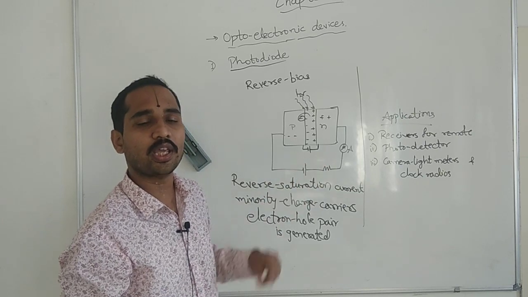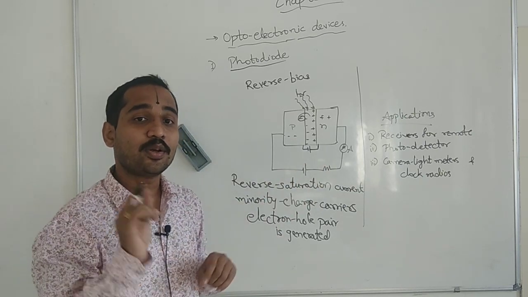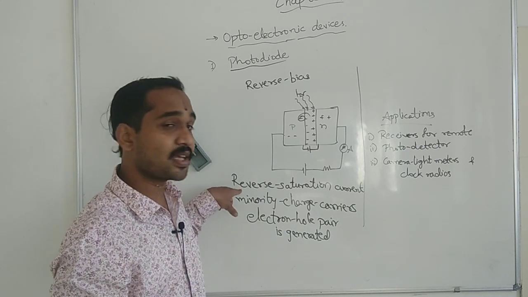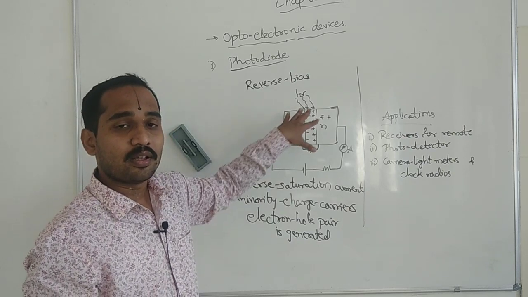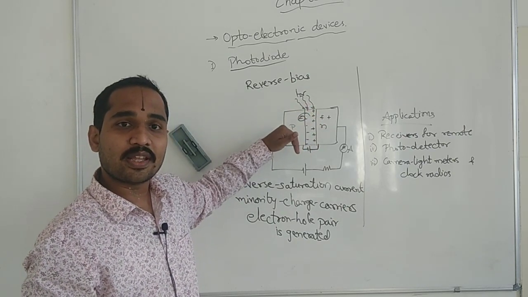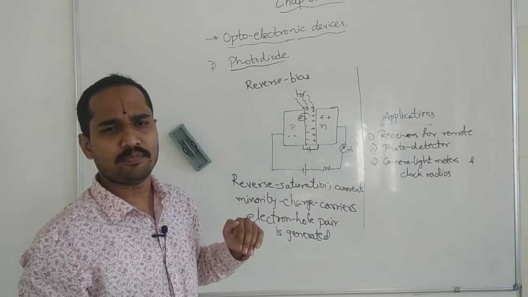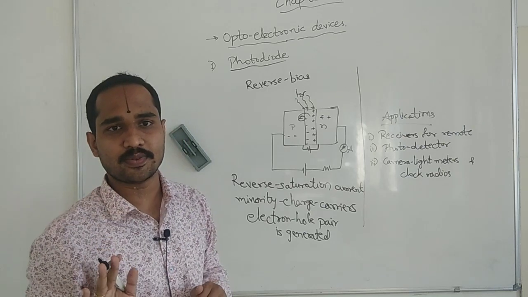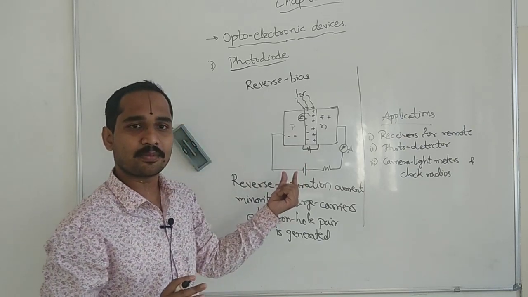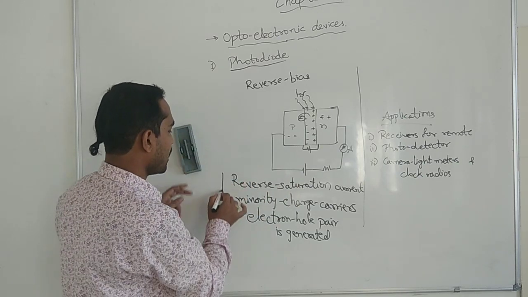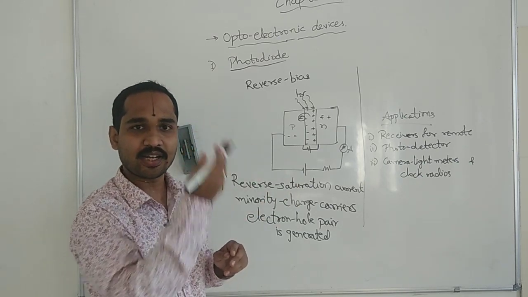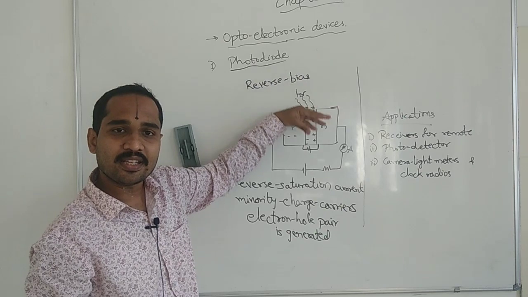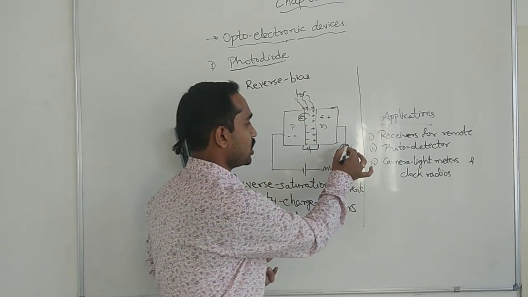When they are moving, they constitute the current, isn't it? Which type of current is it? Reverse saturation current, because the charge carriers will be moved in such a way that they are minority in that region. Just understand that minority charge carriers will be moving. So when minority charge carriers are moving, the reverse saturation current has to increase. Correct? So in this way, whenever light is incident on a diode, the reverse saturation current increases.